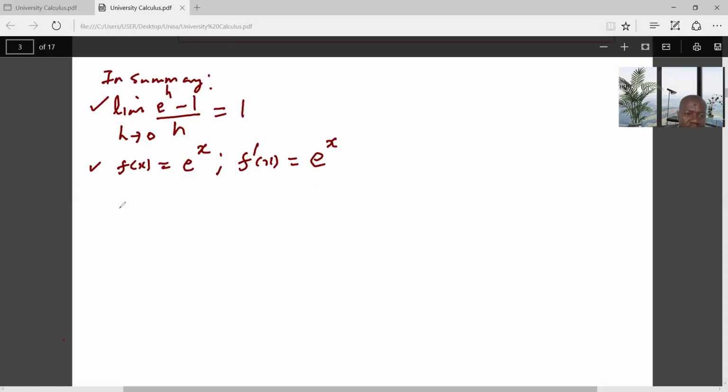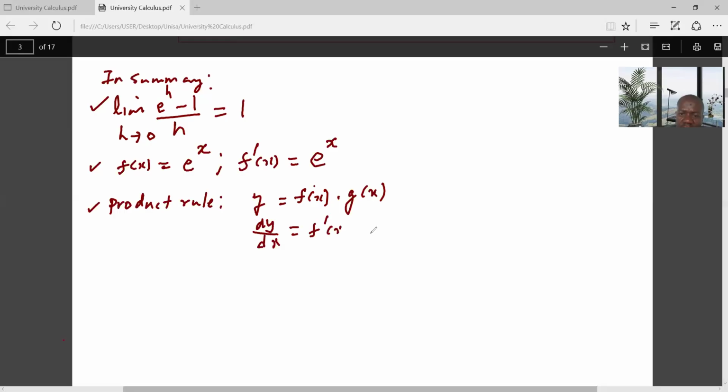Number 3, in terms of the product rule, it says when we have y equals f times g. It's not about f and g. We can use any other functions. So the derivative of y with respect to x, product rule, says you differentiate the first one, you leave the second one, plus the one you've differentiated, now you leave it, then you differentiate the second one. This is according to the product rule.